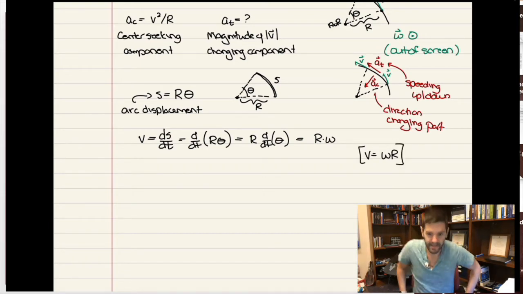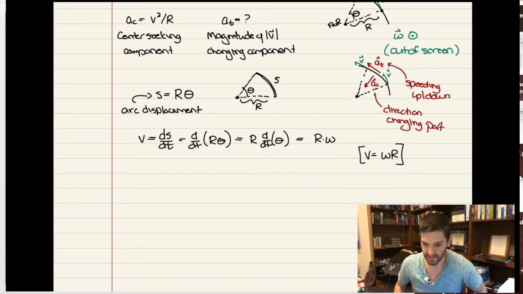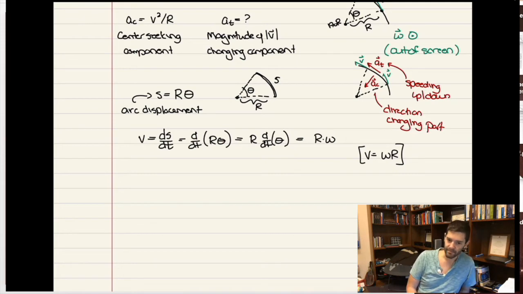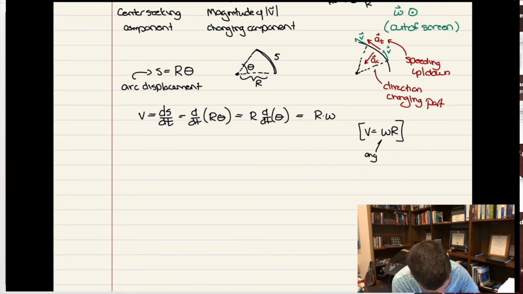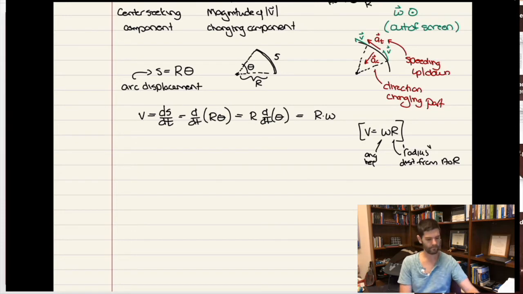You can relate the tangential velocity. How quickly, if I were to have a little speedometer at every point, what would that speedometer be reading? It depends on the angular velocity and how far away you are from the axis of rotation. So again, angular velocity, and this is radius, or you can think of it as distance from axis of rotation. And what can we think about what that means?